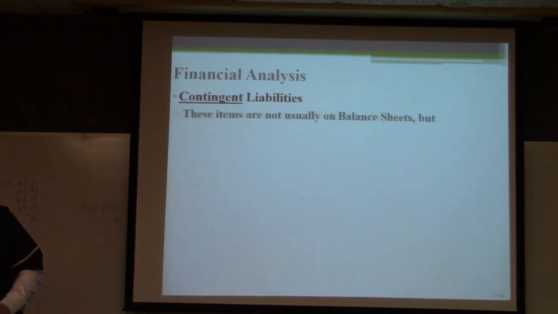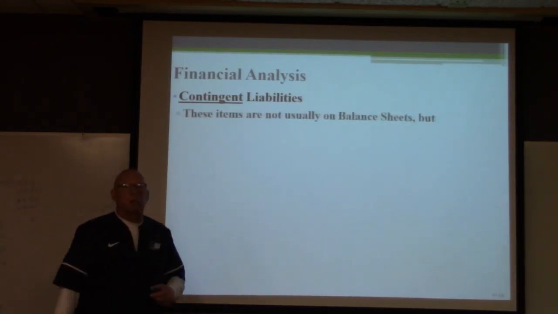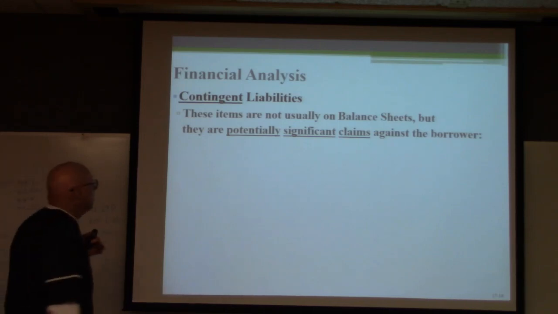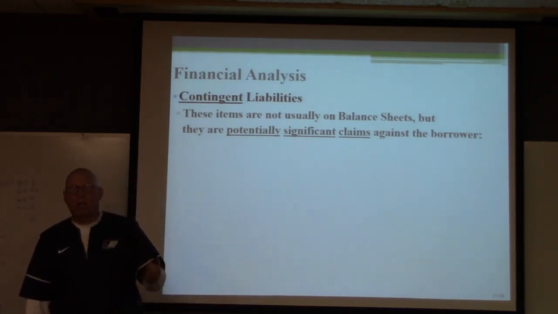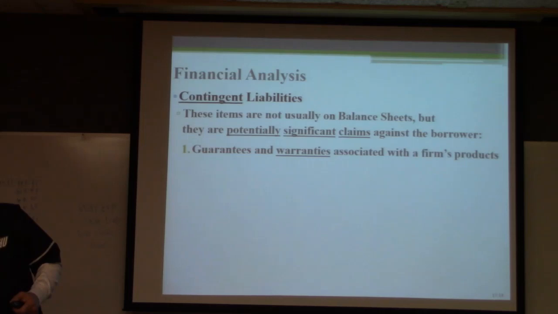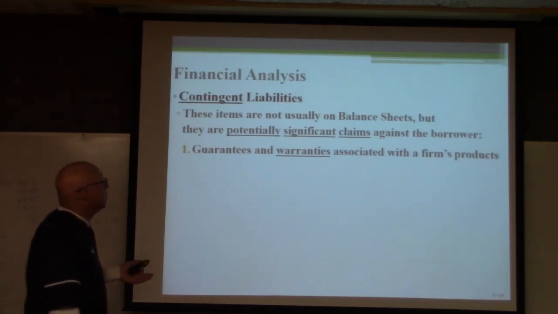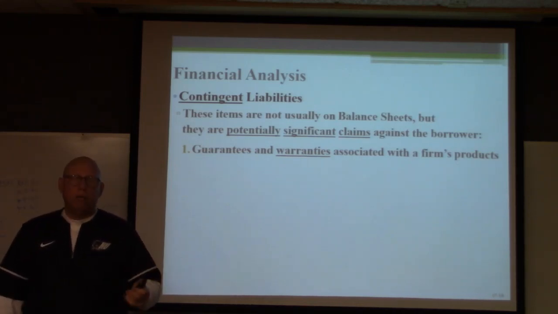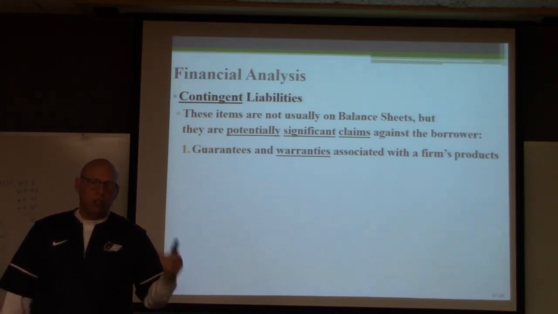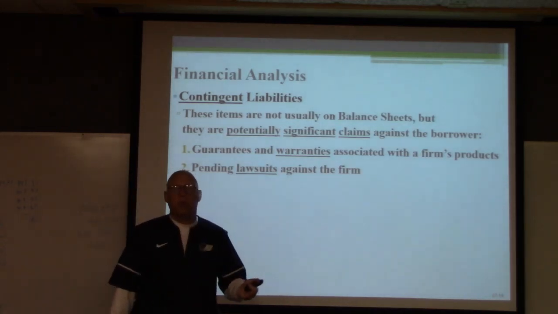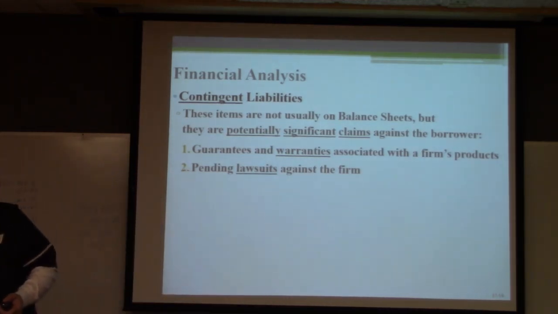All right, contingent liabilities, as I mentioned earlier. These are items that are not on the balance sheet, but they could be potentially significant claims against the borrower. So before you loan money, it's a good thing to tick off your list of questions. What are typical sources of contingent liabilities? Well, warranties. If you have a product that goes bad and you have to replace it, or provide service that's very costly, that could really knock your profit margin and your cash flow down. If there are any pending or possible lawsuits brewing against the firm, that's important to know.